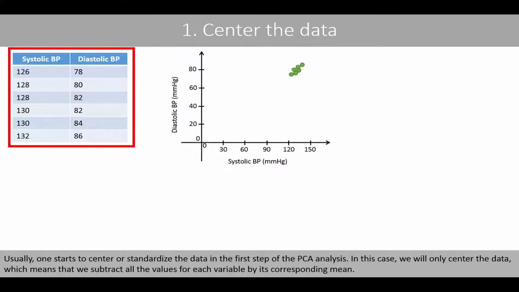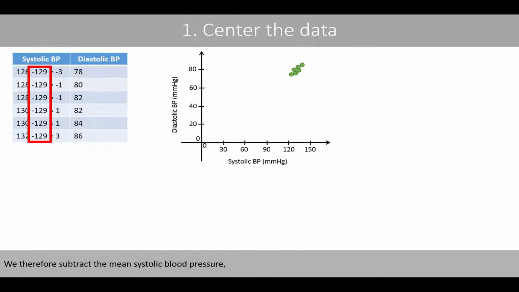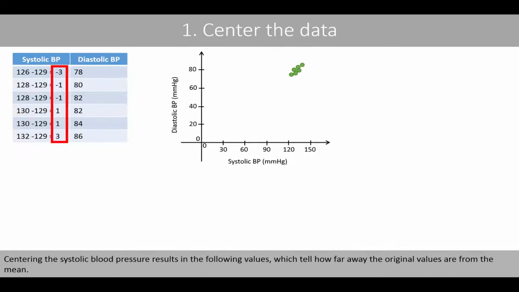Usually, one starts to center or standardize the data in the first step of the PCA analysis. In this case, we will only center the data, which means that we subtract all the values of each variable by its corresponding mean. We therefore subtract the mean systolic blood pressure from the individual observations. Centering the systolic blood pressure results in the following values, which tell how far away the original values are from the mean.